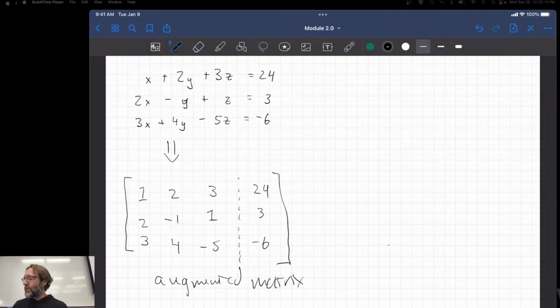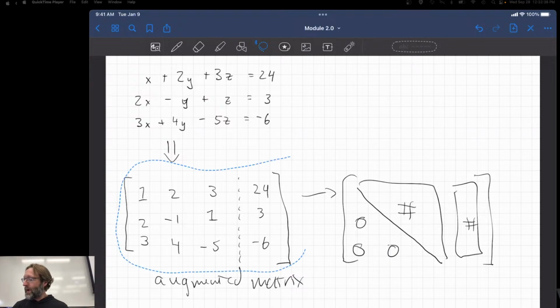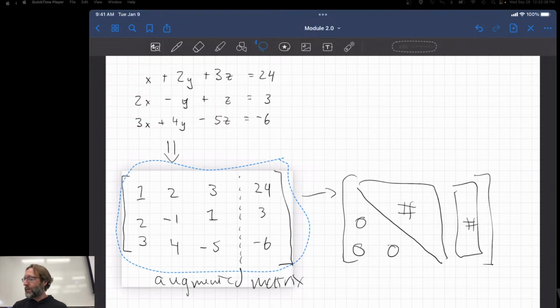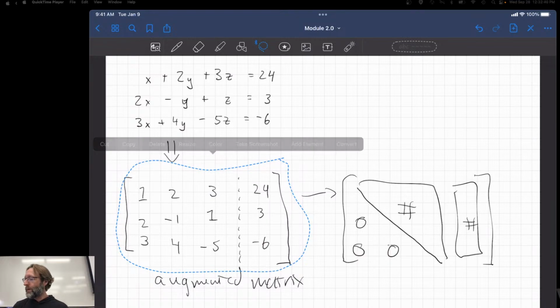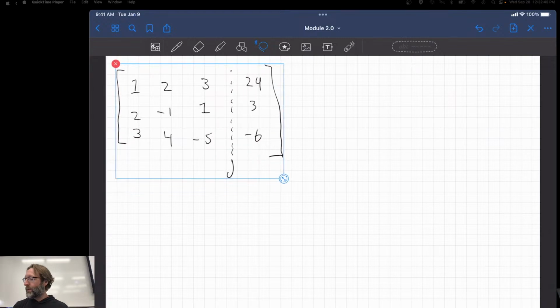Now what we want to do is eventually get it to look something like this, where we've got numbers up here on the upper diagonal, and then we've got zeros down here. And then, of course, we've got numbers here as well for the fourth column. We want to get it to a form that looks something like that. Okay? So let's go ahead and start. And what you do is you work top to bottom. Copy this. All right. And paste it. There we go. And clean it up a little bit here. There we go. All right.